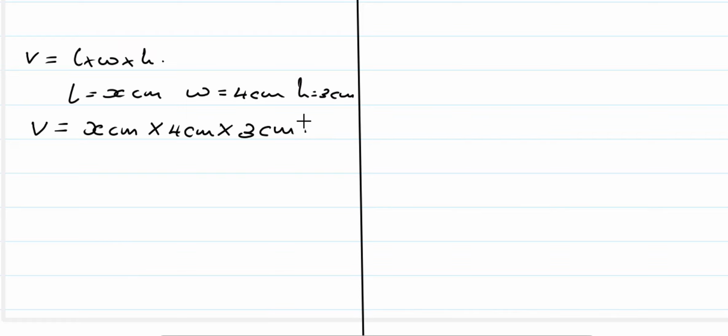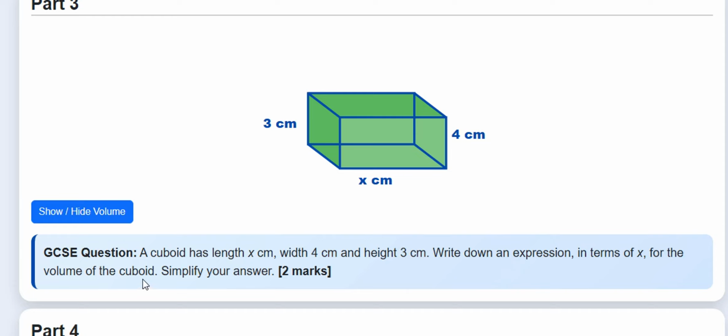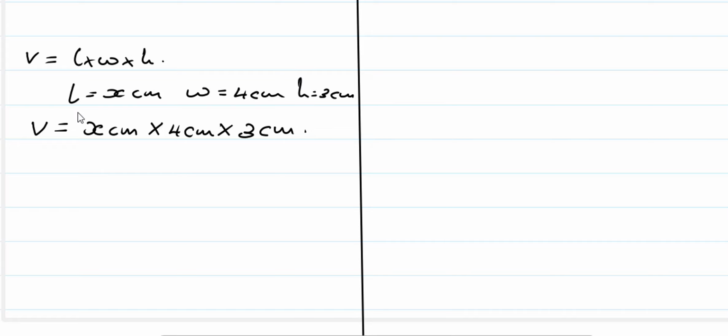So we have written the expression. But then in the question, we are told to simplify your answer. So we have the expression, but it is not simplified. To simplify the expression, we need to multiply all the values. I can take x multiplied by 4, it will be 4x, then 4x multiplied by 3, it will be 12x. So the volume now will be 12x.